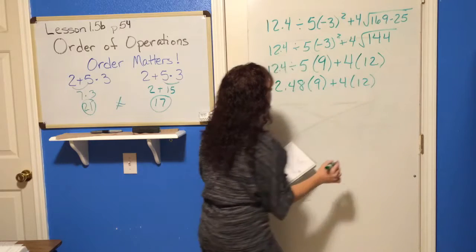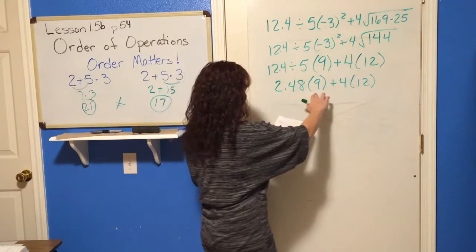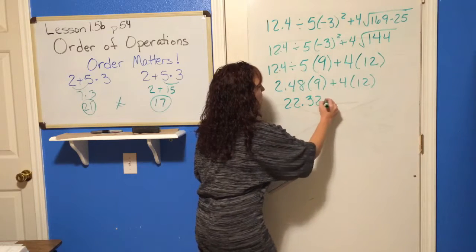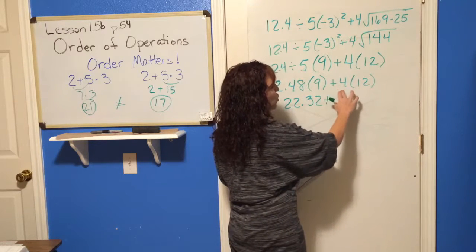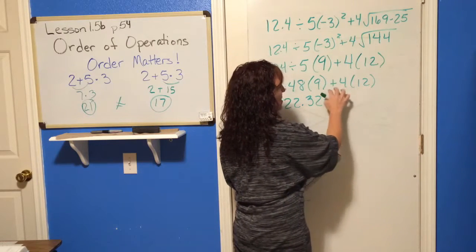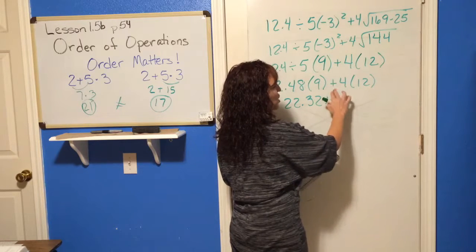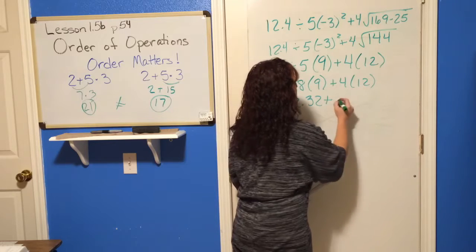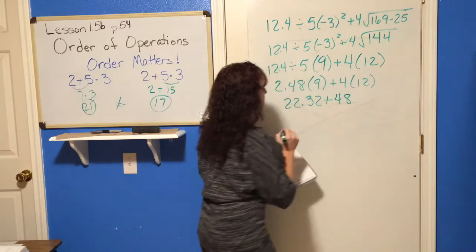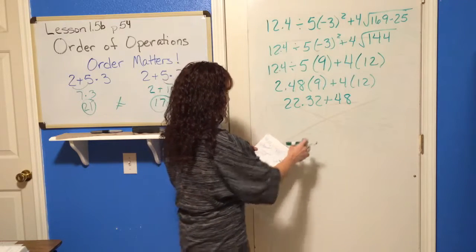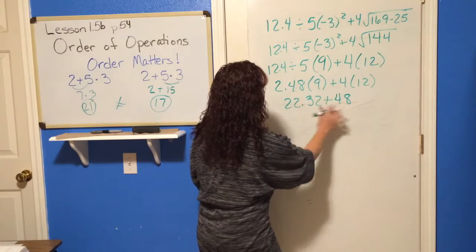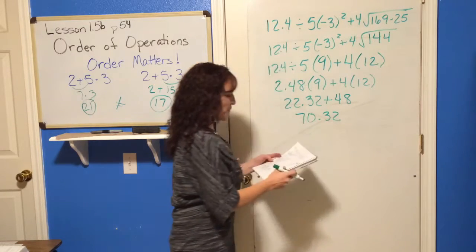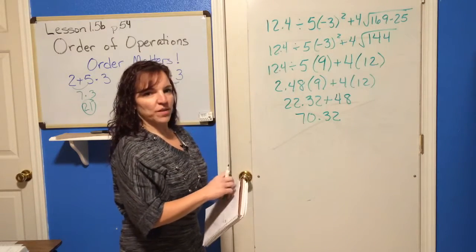All right. So 2.48 times 9 is 22.32 plus, and here you can do this multiplication also because it's separated by that addition. So you can do this 4 times 12 in the same step. 4 times 12 is 48. And now we can simply add that together and we get 40, 50, 60, 70.32. I hope that's what you got.